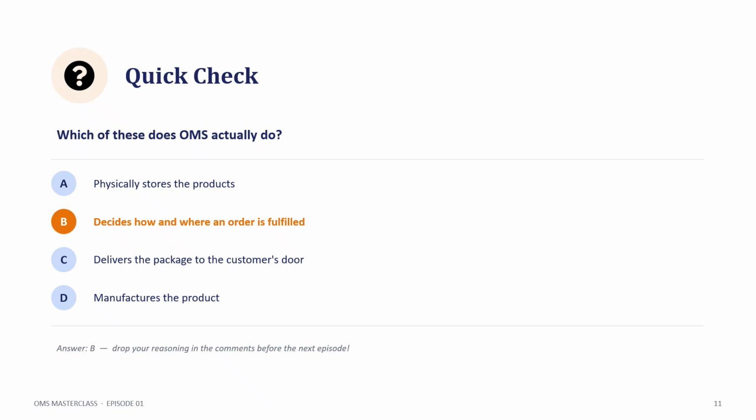option B. OMS doesn't store products, it doesn't manufacture them, and it doesn't deliver them. Its job is to make the right business decision so every order is fulfilled accurately and efficiently. If you got the answer right, that's great. If not, don't worry. We will reinforce these concepts throughout the series.